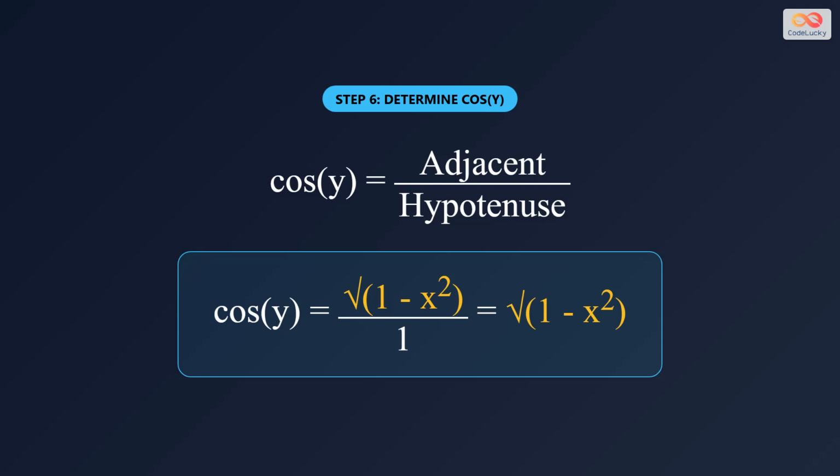We can now find cosine of y from the triangle. Cosine is adjacent over hypotenuse. Substituting our values, we get the square root of 1 minus x squared over 1, which simply simplifies to the square root of 1 minus x squared.